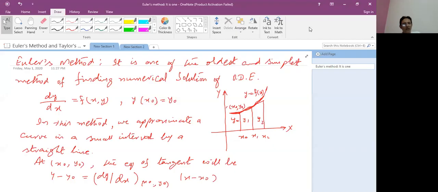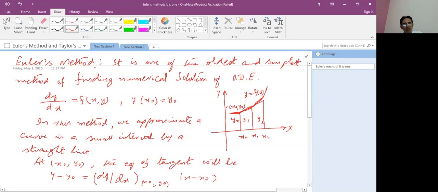Today our topic is Euler's method and Taylor series method. Now students, what is Euler's method? When we solve the initial value problem of an ODE, the ordinary differential equation, with the help of a given initial condition, we find the solution with the help of these methods, Euler's method and Taylor series method.